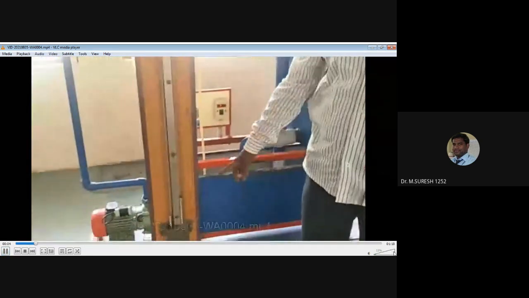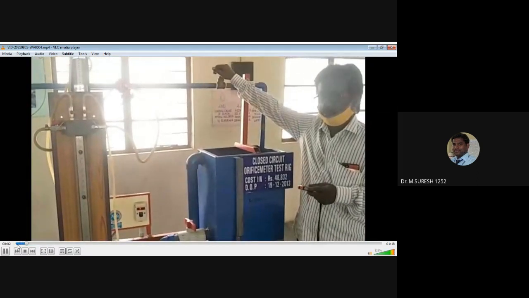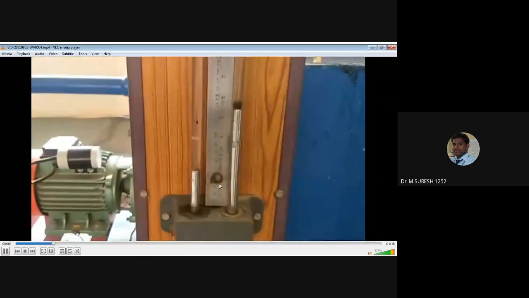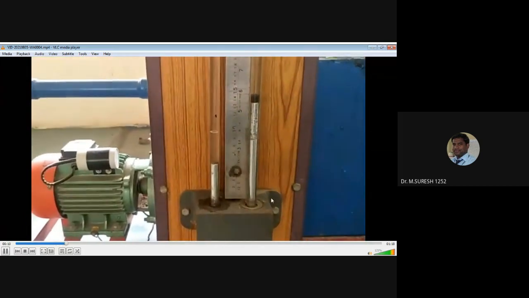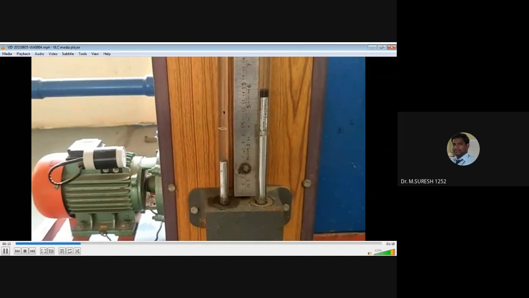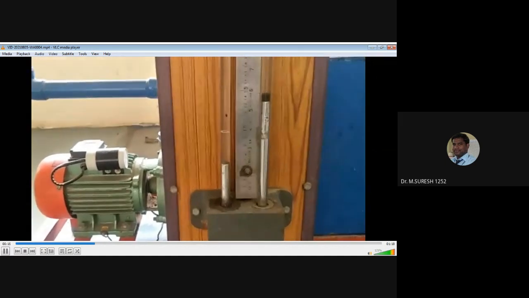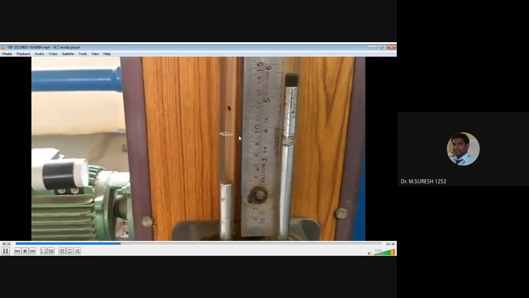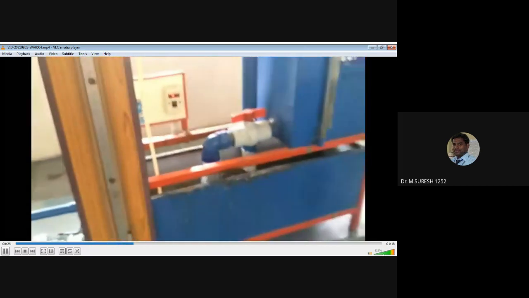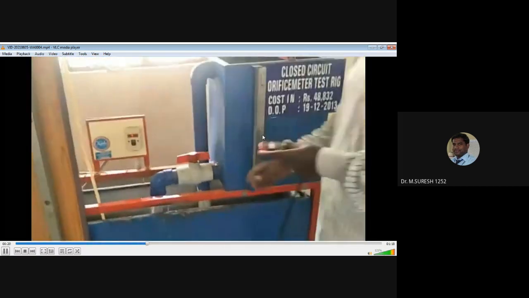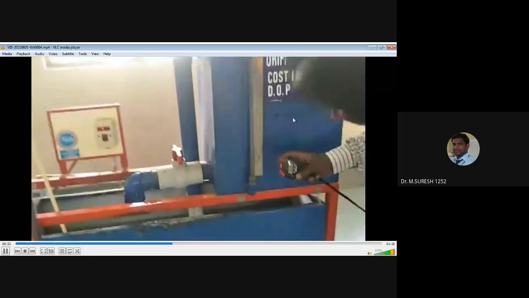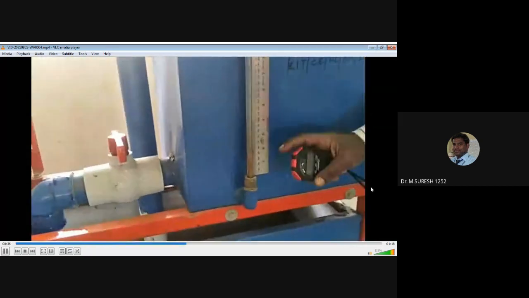So I want to show the full, just listen here. So this is the manometer reading. Once you open the valve, you have to note the left side reading and right side reading. And also you have to take every 10 centimeter rise of water. What is the time required?